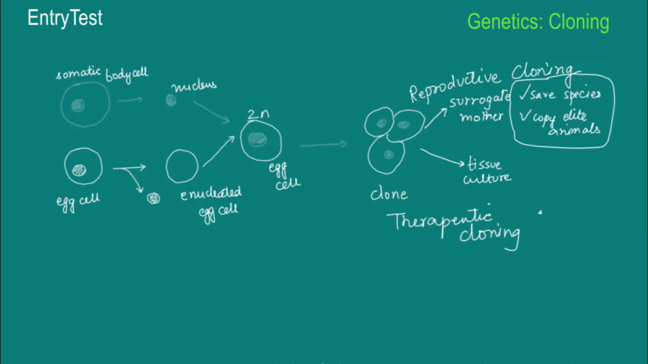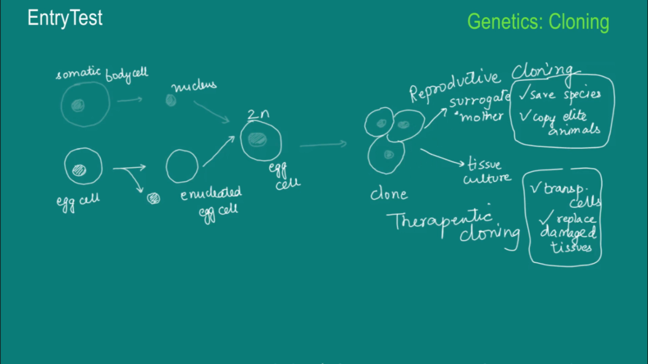So what are the uses of therapeutic cloning? You can make transplantable cells, and it's used a lot in tissues, and tissues need to be replaced, and it can also help in replacing damaged tissues. So these are the two uses of therapeutic cloning. So that is what happens in reproductive cloning and therapeutic cloning. They are different only after the cell mass has started to divide.